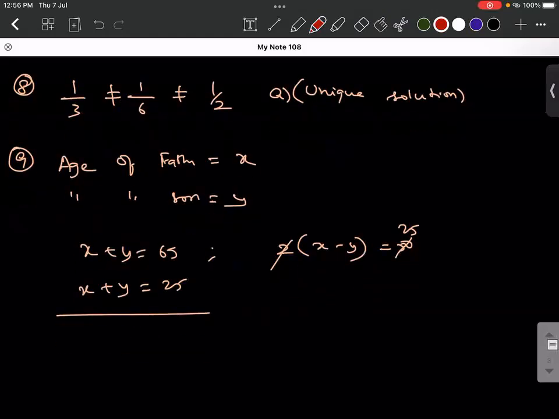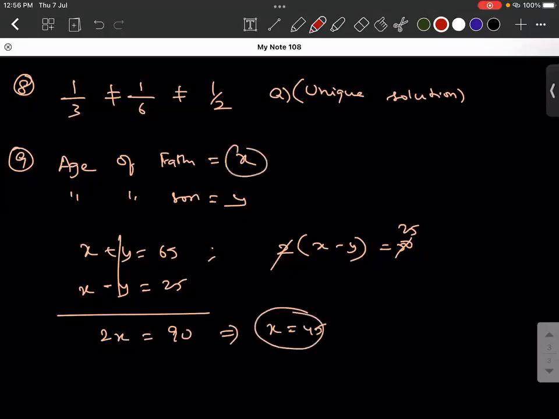Right? When these kind of equations are there, just add them. You will get one of the values. 2x is equal to 90, no? Which implies x is equal to 45. What is x? Age of father. What are they asking? Age of father. Answer is 45. Option A.